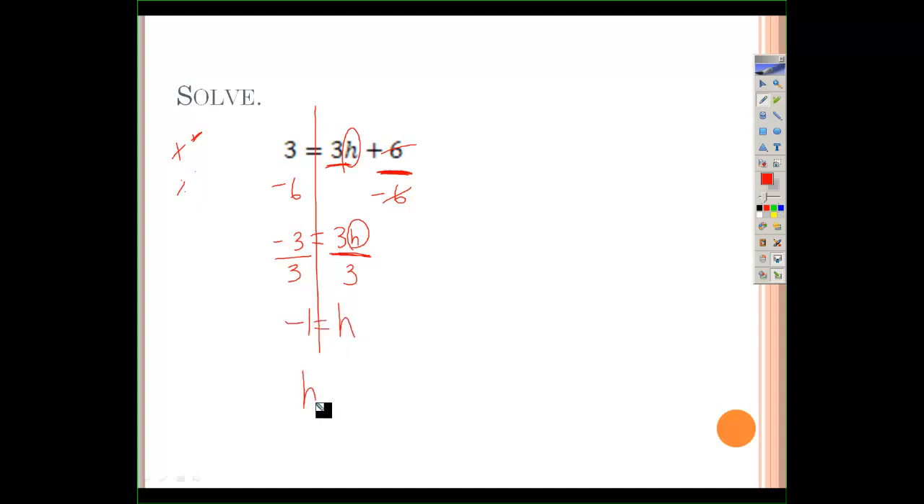If you prefer to write it this way, you can also write it like this: h equals -1. It's like saying 25 pennies equals a quarter, or a quarter equals 25 pennies. You can say it either way.